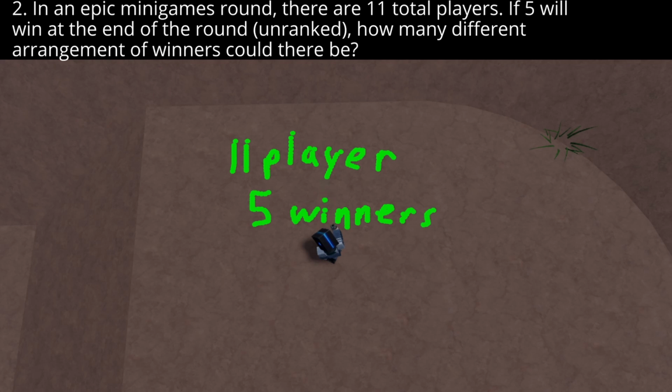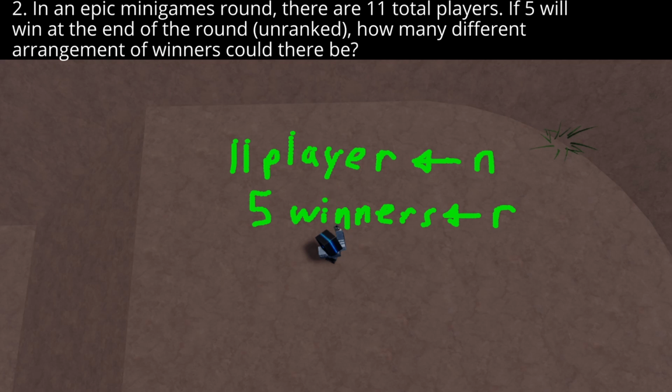So notice that 11 players is just our n value, because that's the total number of objects, or in this case people, that we have. And out of those 11 people, 5 of them are going to win. So there's 5 positions we're selecting into. So that's our r value.